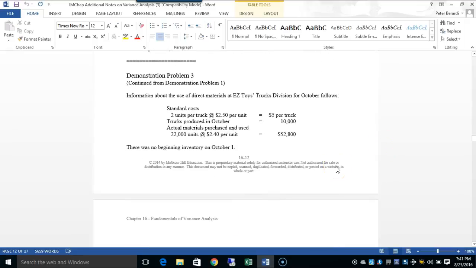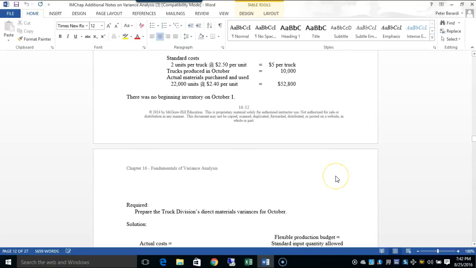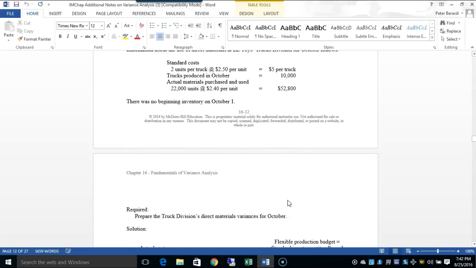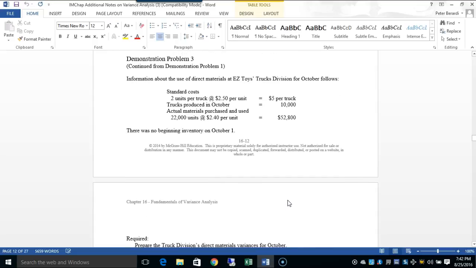So let's go to a quick demonstration problem. We're given a cost sheet, a standard cost sheet. It gives us 2 units per truck at $2.50 per unit, equals $5 per truck. The trucks produced in October were 10,000. Actual materials purchased and used were 22,000 units at $2.40 per unit. So, essentially, prepare a truck division's direct material variances for the month of October.